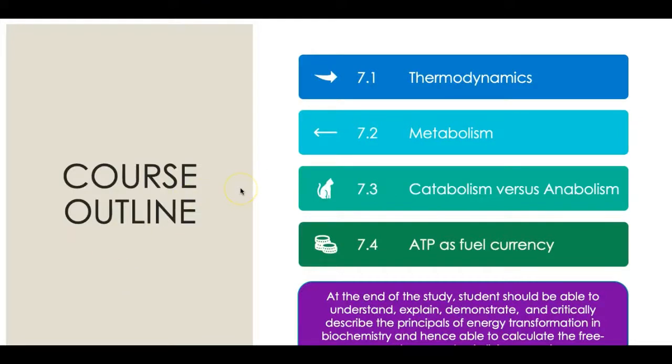So for the course outline, we have four main topics to discuss today. The first one is thermodynamics, followed by metabolism, catabolism versus anabolism, and ATP as fuel currency. At the end of the study, students should be able to understand, explain, demonstrate, and critically describe the principles of energy transformation in biochemistry and hence be able to calculate the free energy change value in living organisms.